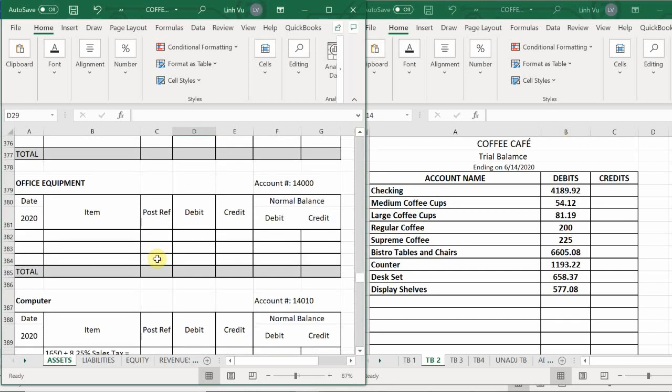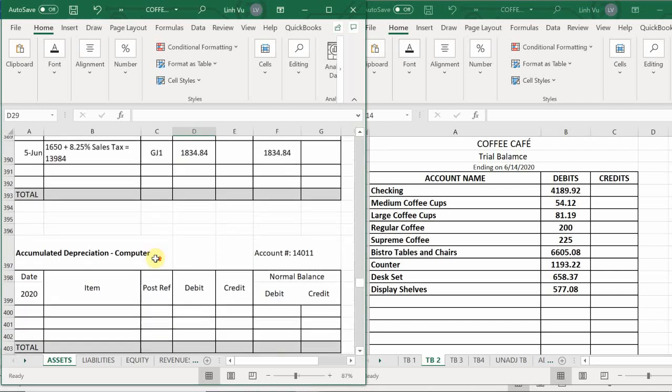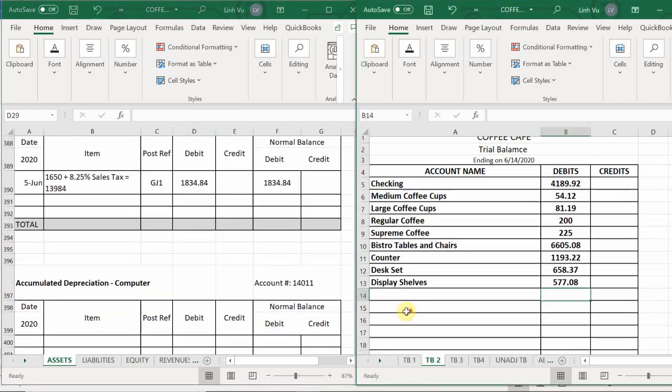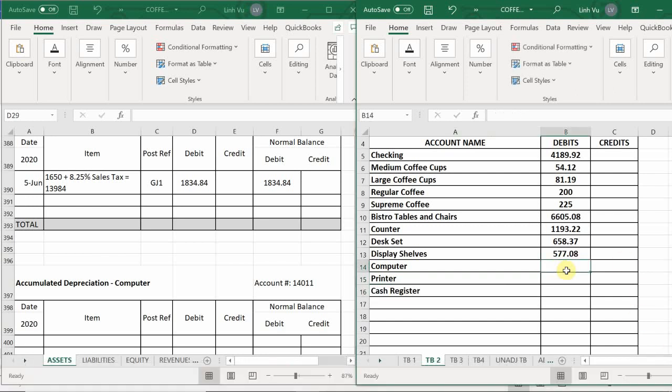Then we have office equipment, which we do. We have a computer, printer, and the cash register. Start off with the computer. How much is the computer?